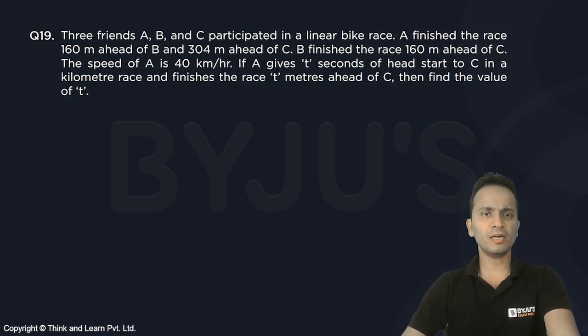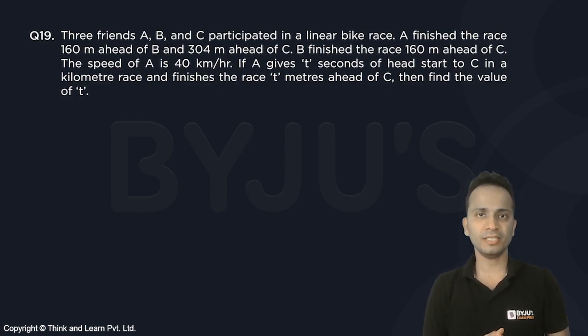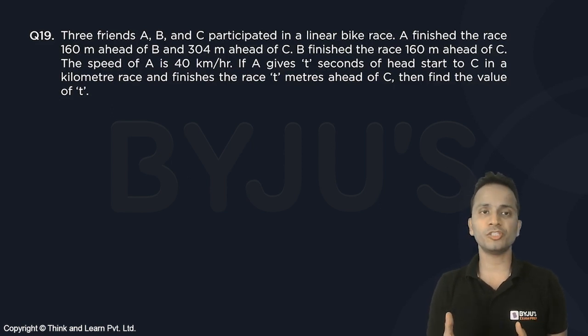Now there are so many parameters involved in this question. This will be done in a few steps. So the first step will be to determine the ratio of the speeds of A, B, and C. That can be determined by calculating how much distance B and C have traveled when A has finished the race.